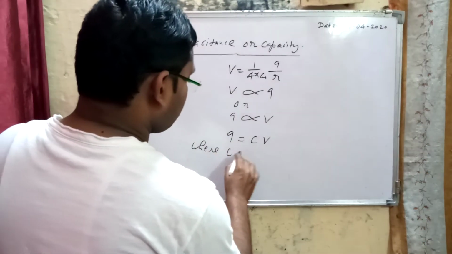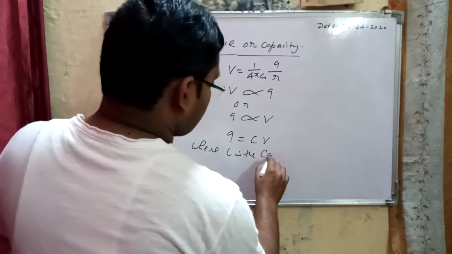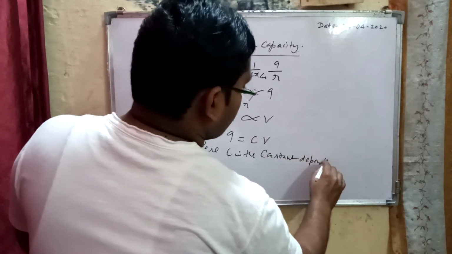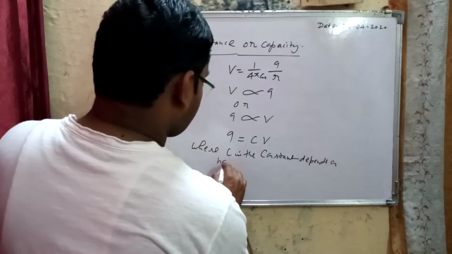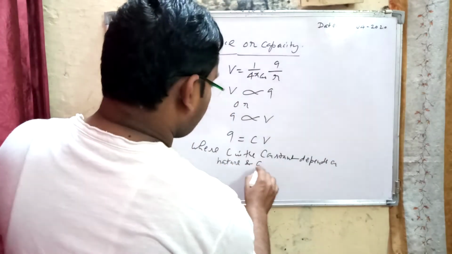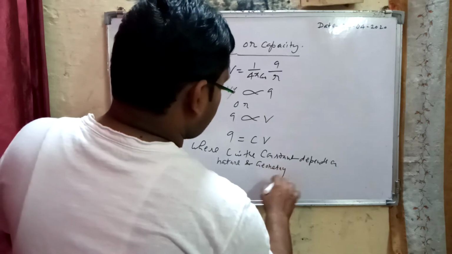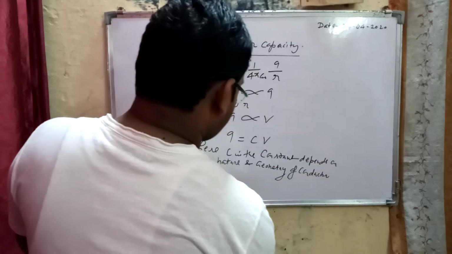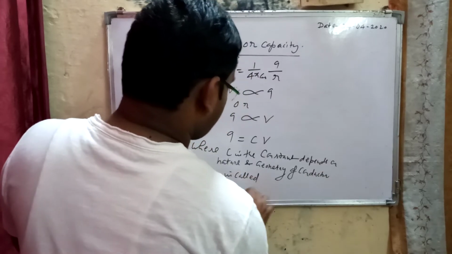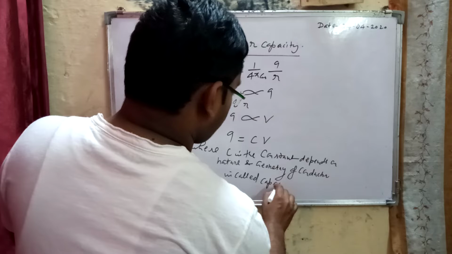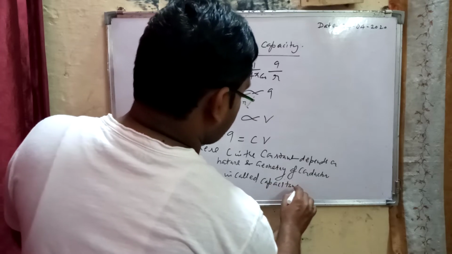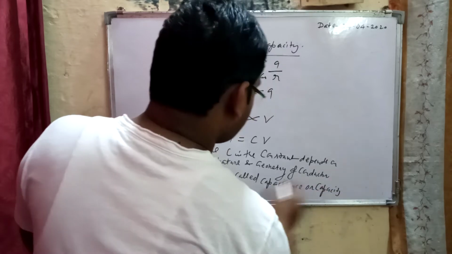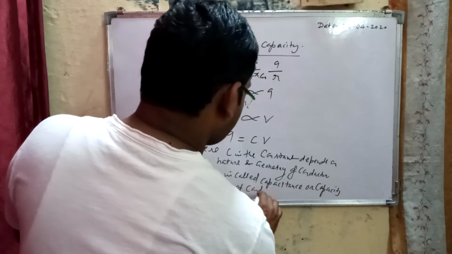Where C is the constant that depends on the nature and geometry of the conductor, and is called the capacitance or capacity of the conductor.